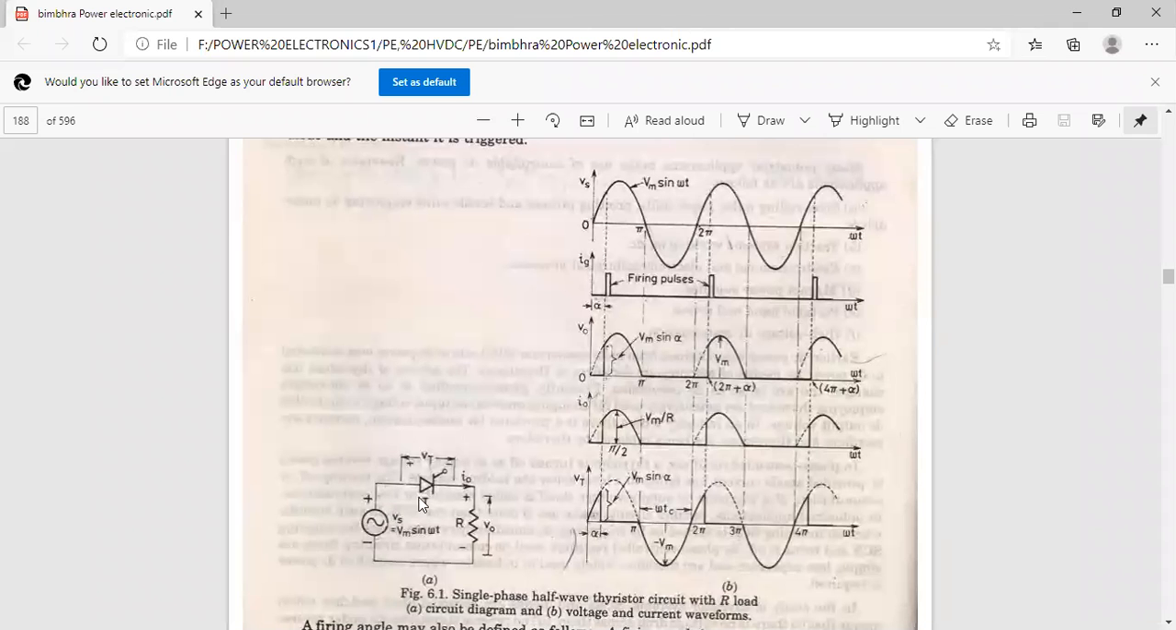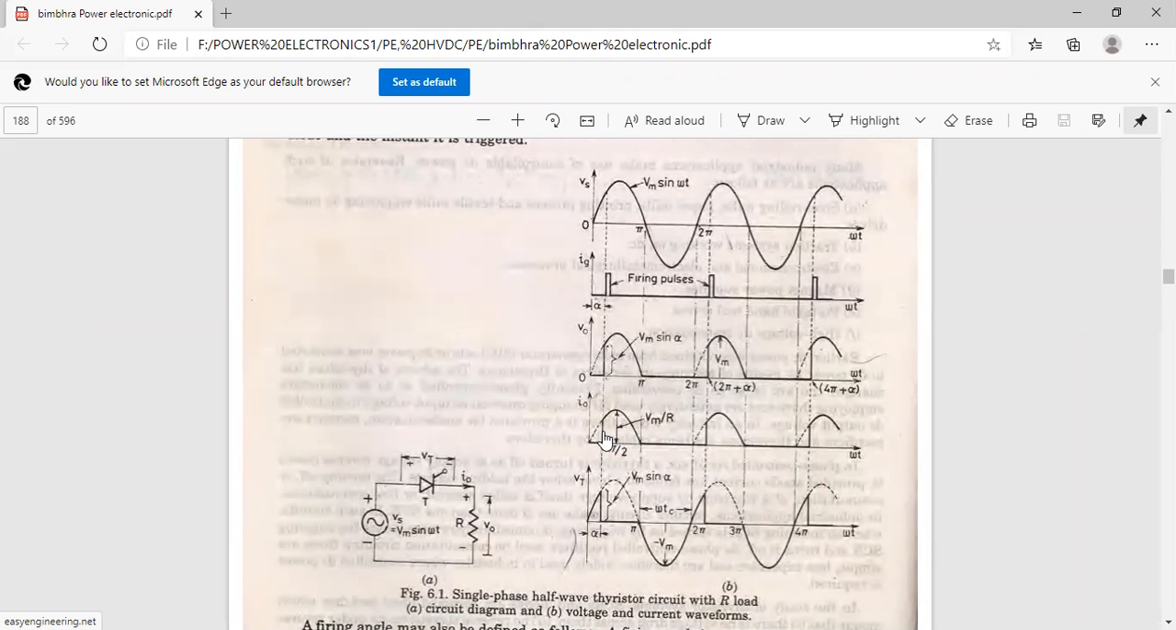See here, this is a single phase half-wave rectifier for R load. When this thyristor is on, we will get the load current I0. Therefore, V0 is equal to I0 into R. So once it is short circuited, from alpha onwards it is short circuit. See, current is flowing from alpha onwards.